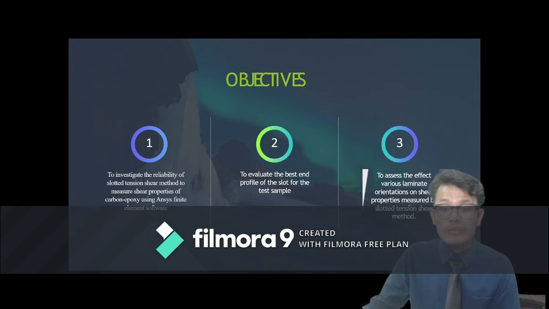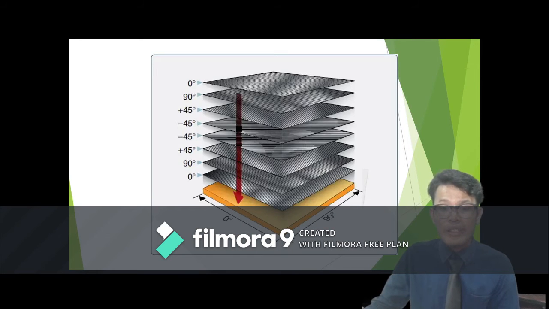The third objective is to assess the effect of various laminate orientations on shear properties measured by the slotted tension shear method. As we know, composite laminate material consists of laminates of combined material. It can be combined in different orientations. The different orientations will affect the performance of the composite material. This picture shows the orientation of a laminate.